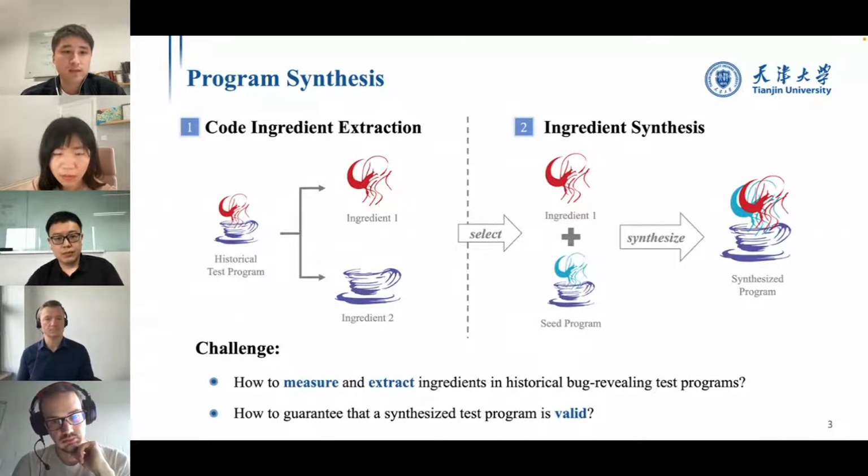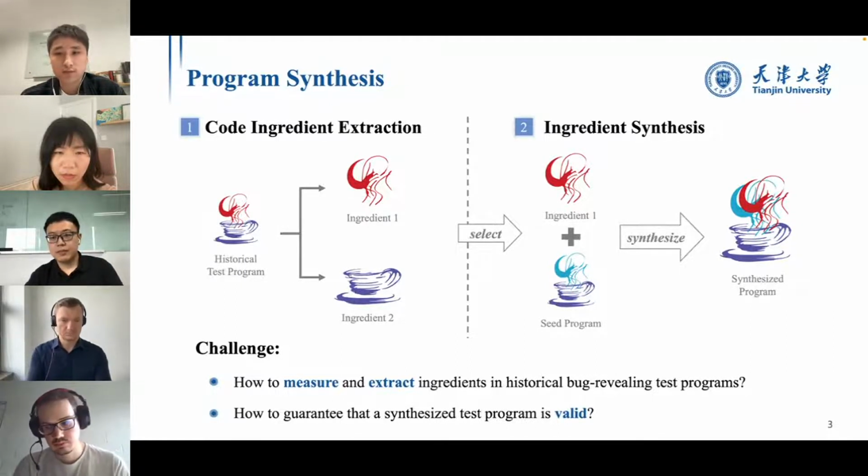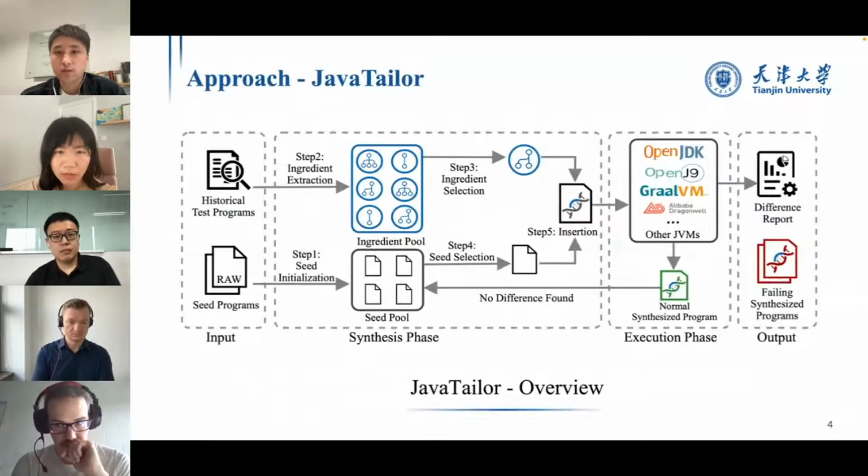The first challenge is how to measure and extract the ingredients in historical bug-revealing test programs. And the second is how to guarantee that the synthesized test program is valid. To address the two above challenges, we propose JavaTailor.